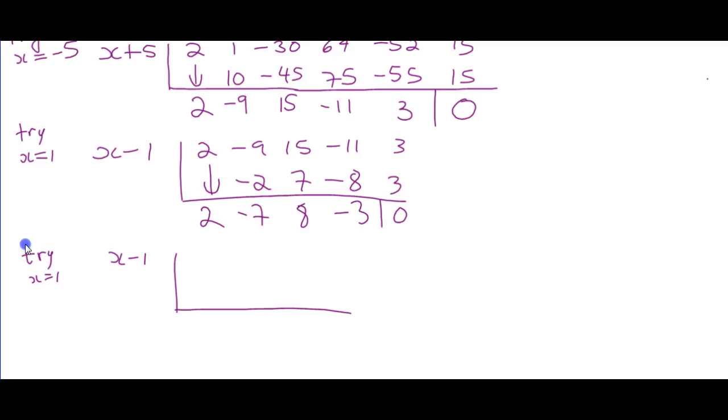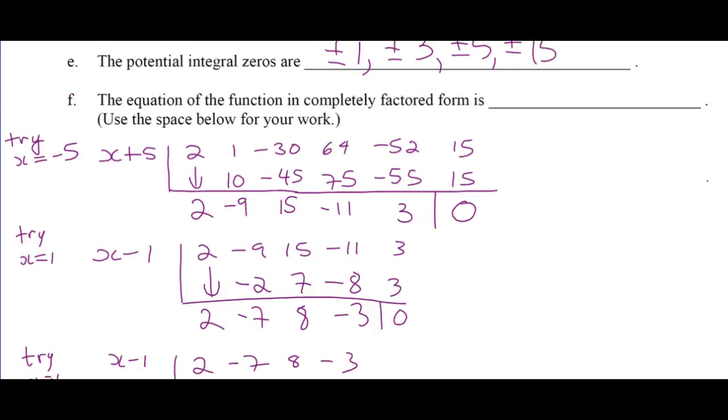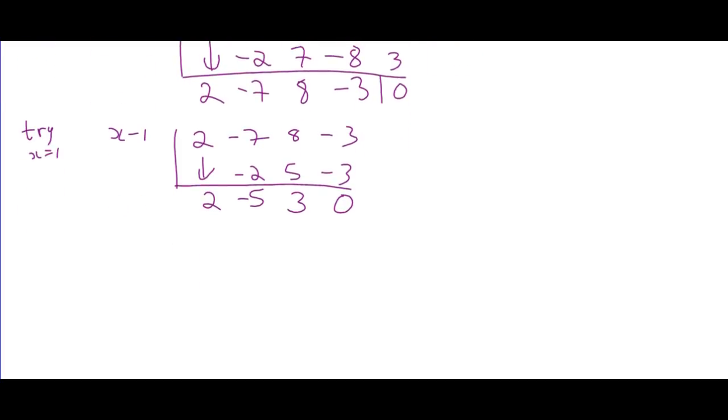So what degree is this here? We've got constant. This is cubed, right? So 2, -2, -5, 5, 3, -3, 0. Okay, so that worked. So what have we got so far? We got factors of x plus 5, x minus 1, and x minus 1.